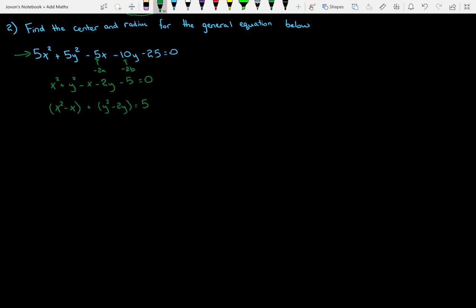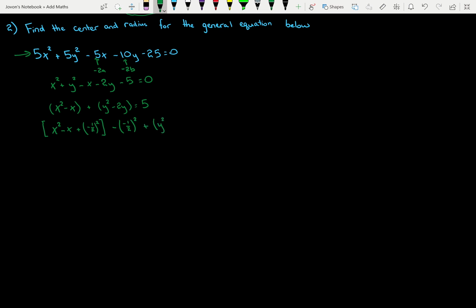So remember, what we do is x squared minus x. Okay, and we add in a half of the coefficient of x. A half of minus 1 is minus a half, squared. Okay, I'll put this here. And then remember, wherever we add inside, we need to subtract outside. So we get minus a half squared.